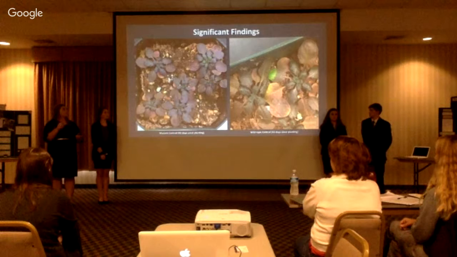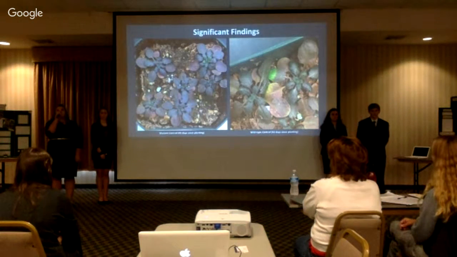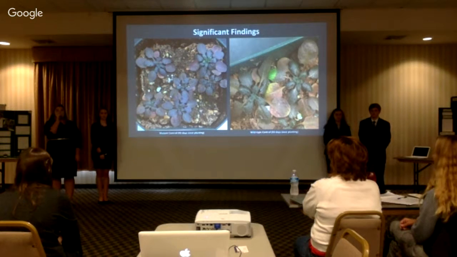The image on the left is of a mutant control pot 7 weeks after planting. It shows that all rosette leaves have turned a dark purple pigmentation. The image on the right is of a wild type control pot 7 weeks after planting.